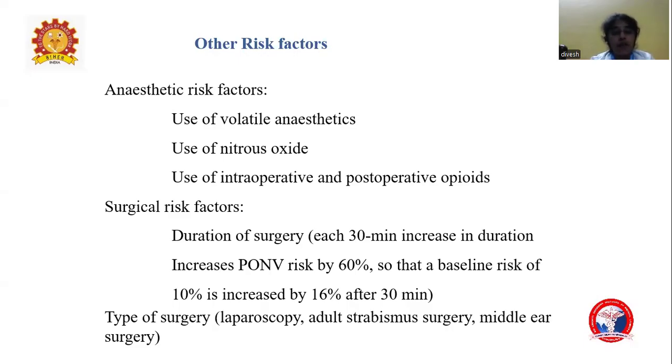Then the type of surgery also comes into play in post-op nausea and vomiting. Laparoscopic surgery, adult strabismus surgery, and middle ear surgery all increase the risk of post-op nausea and vomiting.